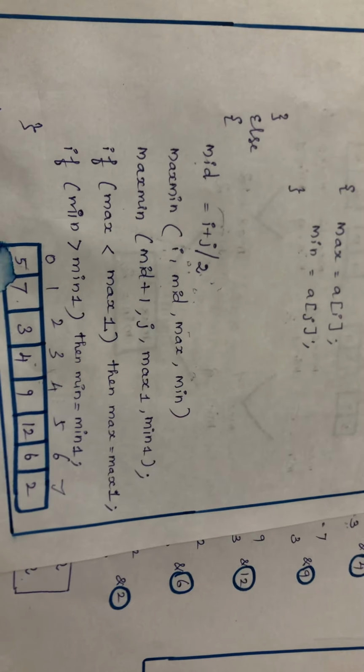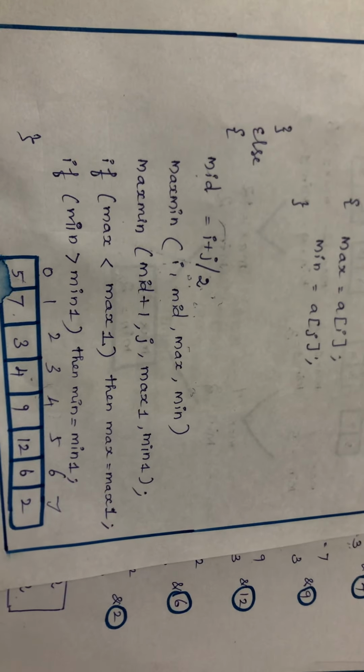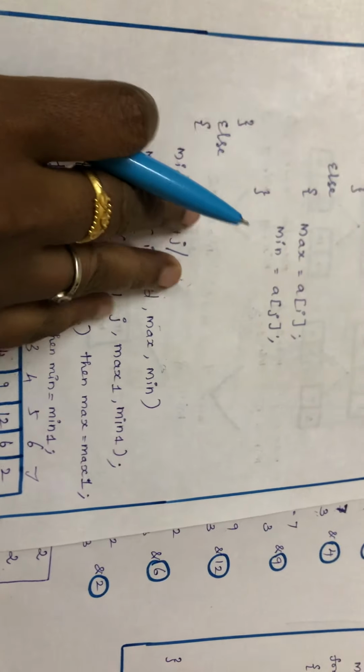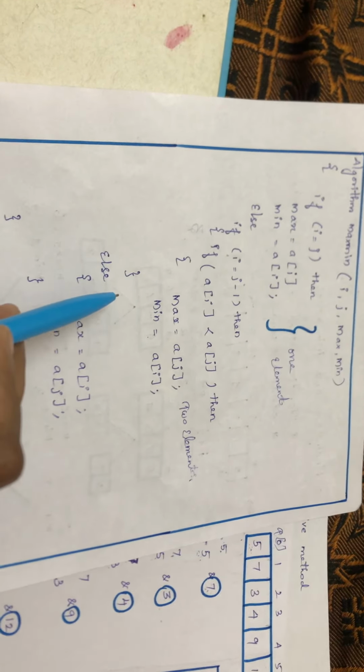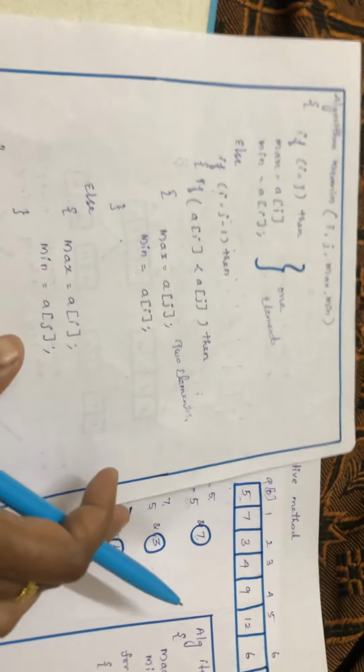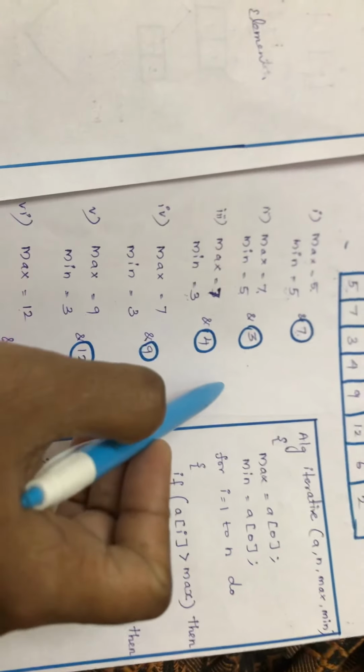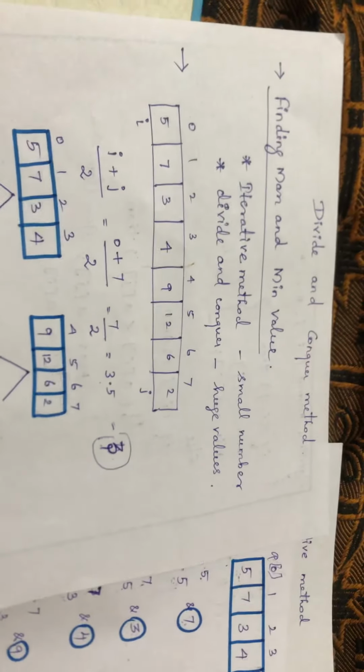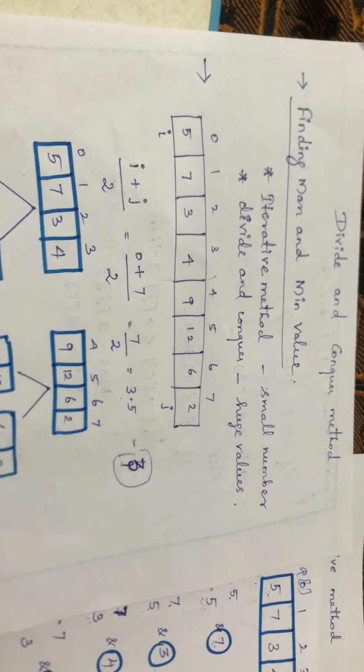Likewise we finally calculate the max and min values using the divide and conquer method. This is the algorithm for max and min values using the divide and conquer method. This is the algorithm for the iterative method. That's all, the divide and conquer method for finding max and min value.